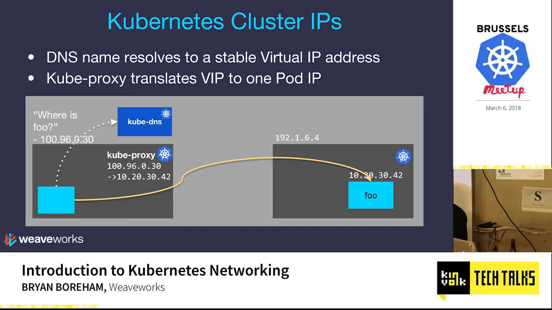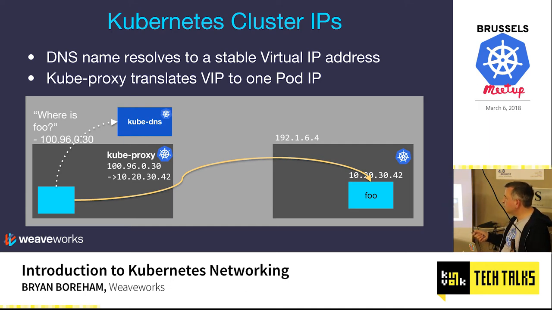In order, I'm kind of blocking out the light. I mean, let's go back to the cat thing. So in order for my client to reach my service, the first thing it does is say, where's that service? Because all it knows is the name. It just knows foo. And what it gets back is fake news, fake IPs. It gets back an IP address that does not exist.